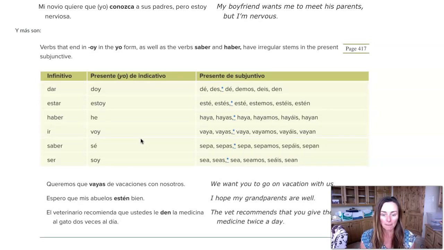Dé is the verb dar. It has an accent on it when it's that because it looks very similar to the preposition, de. So with the accent, you know that it's going to be the verb. And the same with the verb estar. So the accent's going to make you realize that it's in the subjunctive. These you just have to memorize, like I said.